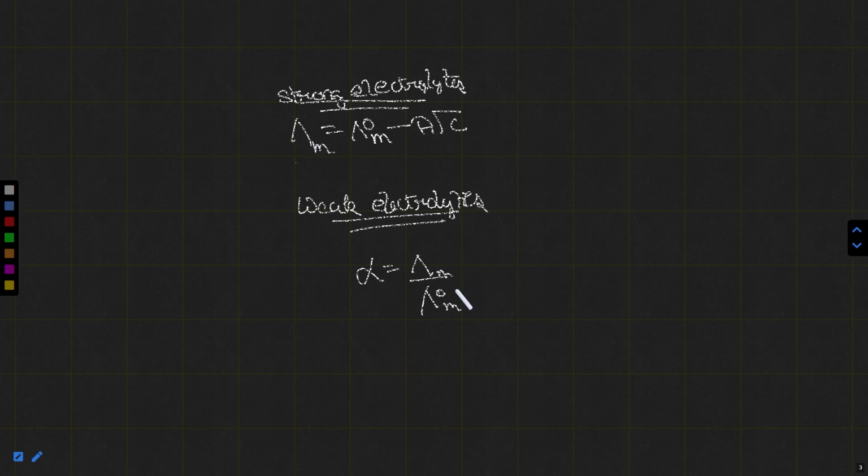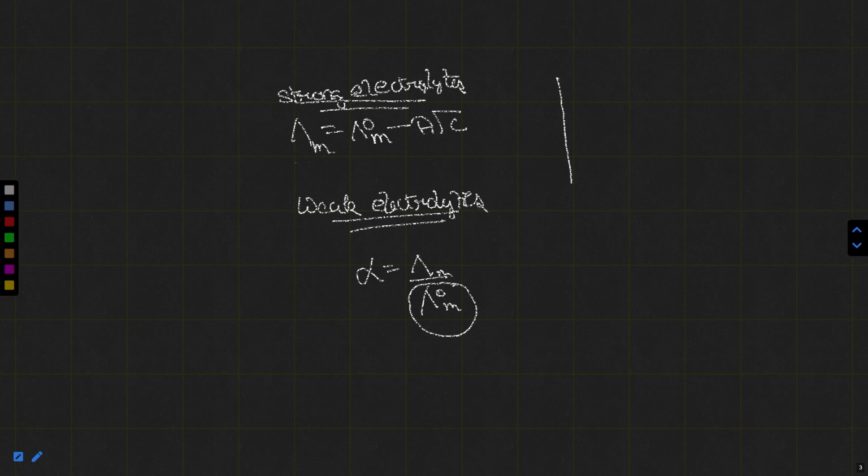So what is this lambda naught m first of all? This is the molar conductivity at infinite dilution. Means suppose we are taking a very small amount of this electrolyte and dissolving it in a large amount of aqueous solution. Then in that case, the conductivity is termed as our molar conductivity at infinite dilution.